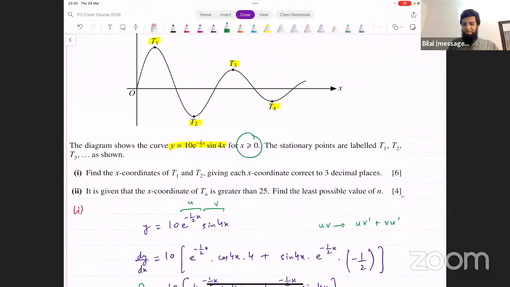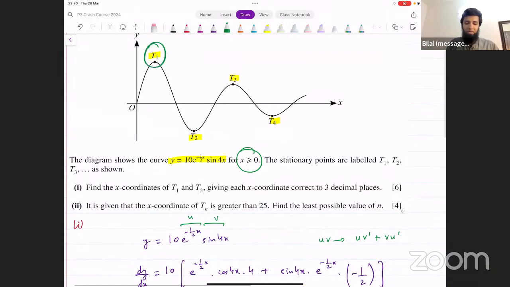Now, the interval that's given is x greater than or equal to 0. So all we know is that x is supposed to be some positive value, right? On the diagram, you can see it's some positive value, but there's no upper limit given. Since there are infinitely many solutions, what we have to do is find the first two values of x that we get on the positive side. That's all that we've got to do.